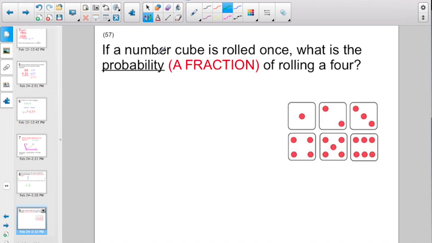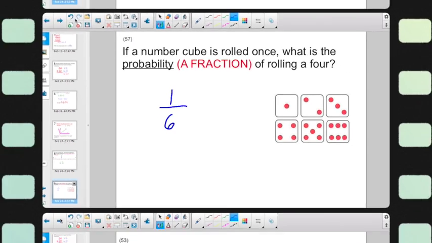Check out one from lesson 57. Here it says, if a number cube, otherwise known as a dice, is rolled once, what's the probability of rolling a 4? Remember, probability means a fraction. So, how many total choices, if I roll a dice, do I have? 6. My probability of rolling a 4, how many 4s do I have here? Only 1. So your probability would be 1 out of 6. Mathematically, for every 6 rolls, probably one of them's going to be a 4.